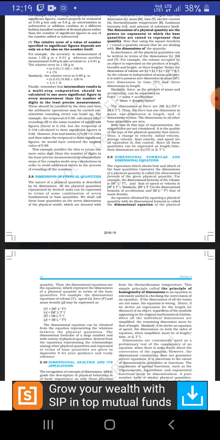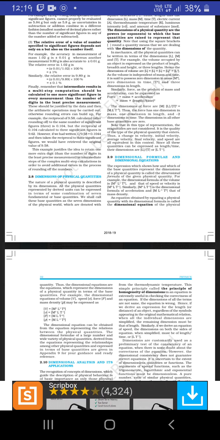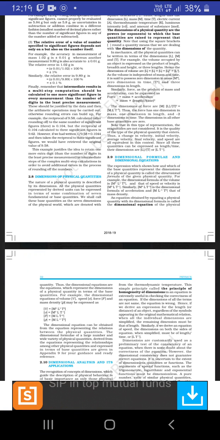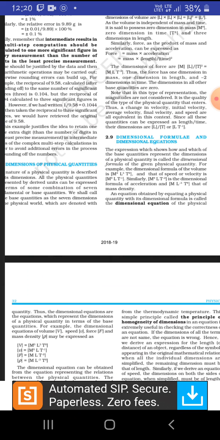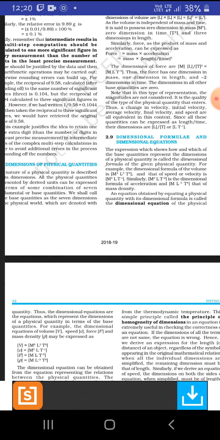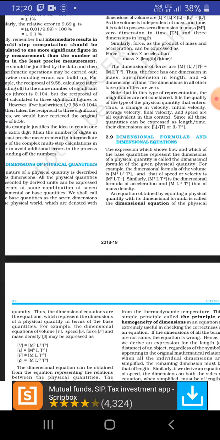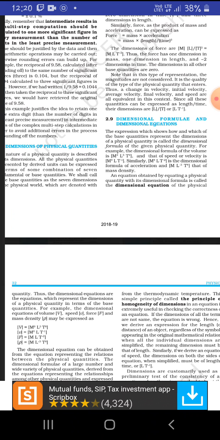So like this you have to write the formula as they have given. What is the dimensional formula for volume? We get mass into length whole square into time, and the dimensional formula of speed or velocity is MLT minus 1, and the dimensional formula for acceleration is ML minus 3T.